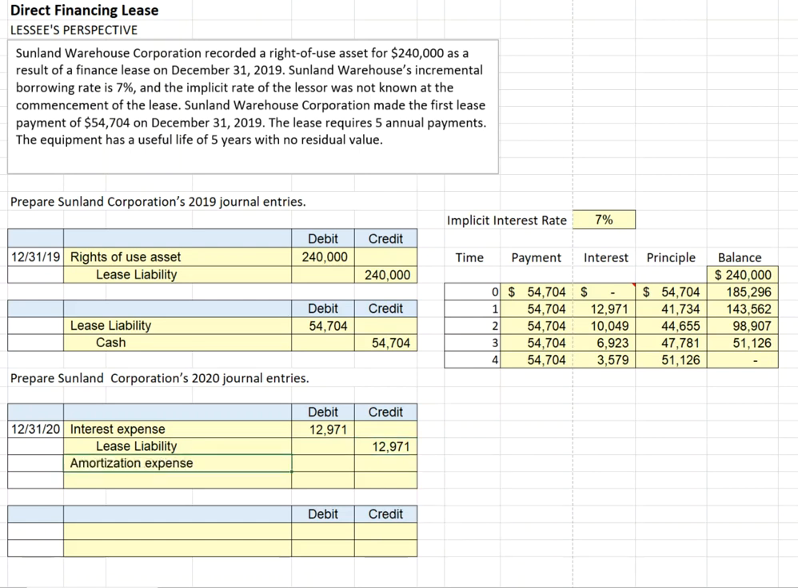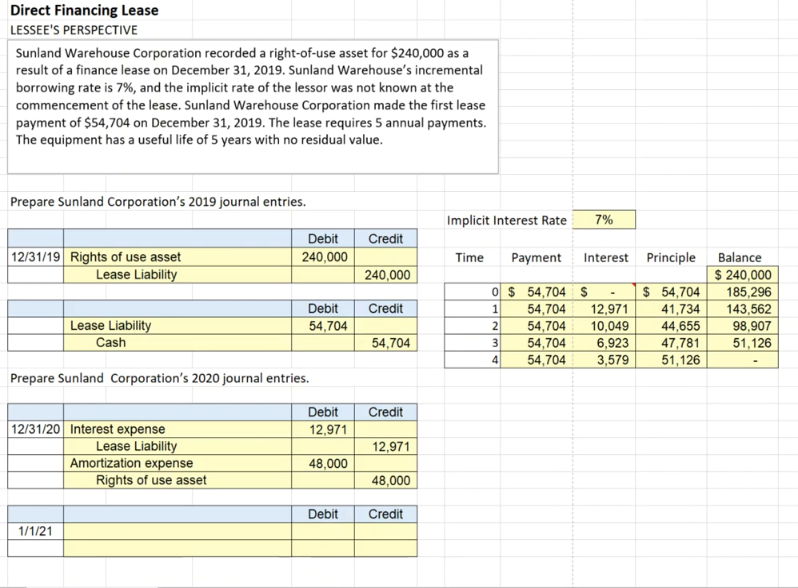We're also going to record amortization expense on our lease. We're going to amortize the right-of-use asset over the 5-year lease life, and we're going to record $48,000 in amortization expense each year over the life of the lease.